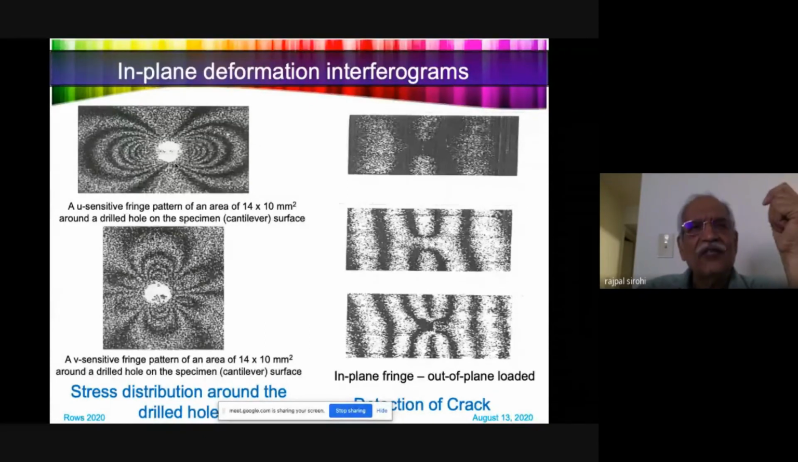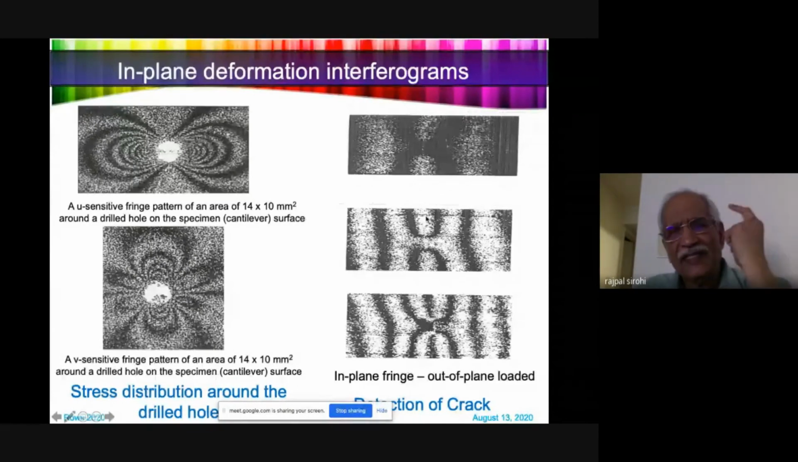So we do in-plane electronic speckle interferometry, and this one gives me the U contours, and this one gives me the V contours. And here was a small crack. We used the in-plane sensitive configuration, but the object was loaded transversely, not an in-plane loading. But you can see how the fringes develop and show you the presence of the defect, the crack.